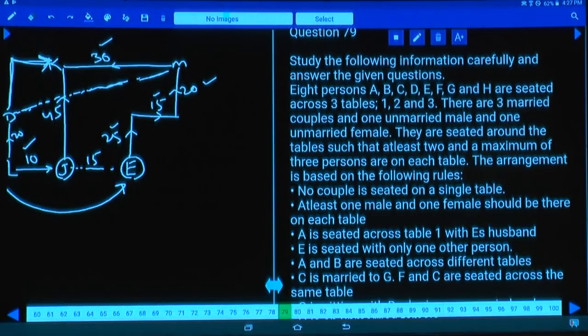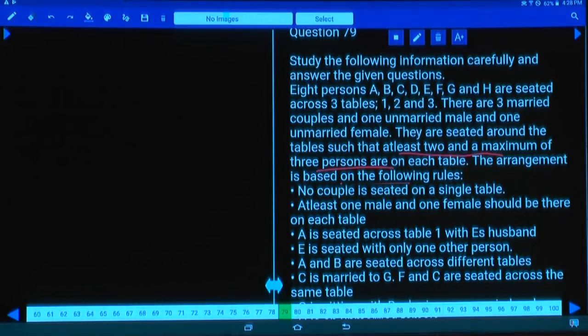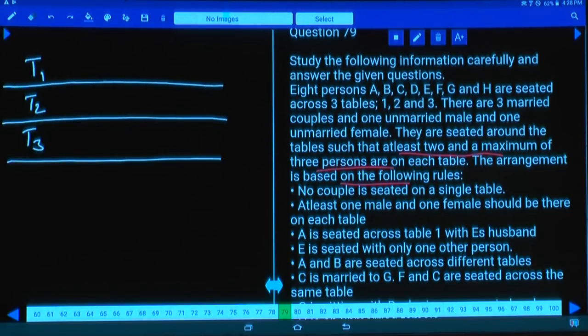And they are seated around tables such that there are at least 2 and a maximum of 3 persons at each table. For 8 persons, what is the possibility here? In one of the tables there are 2 persons, and in the remaining 2 tables there must be 3 and 3, in any order. This is the information given. The arrangement is based on the following rules. Let us take T1, the first table, the second table and the third table. Hence in total we have 3 tables, and 8 persons were seated across these 3 tables.